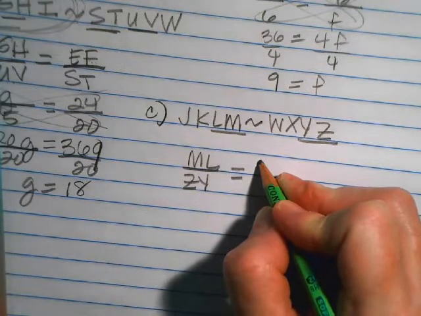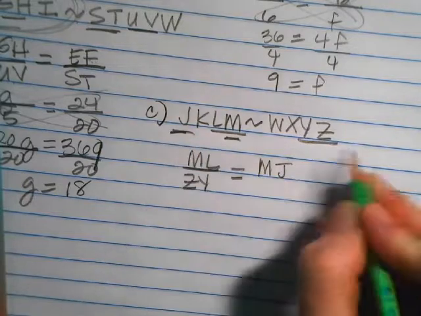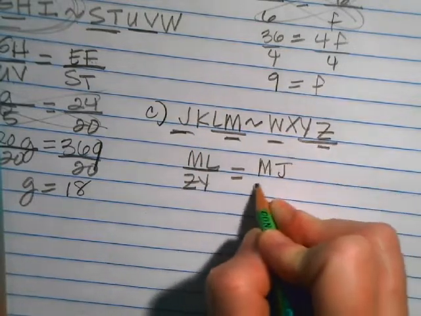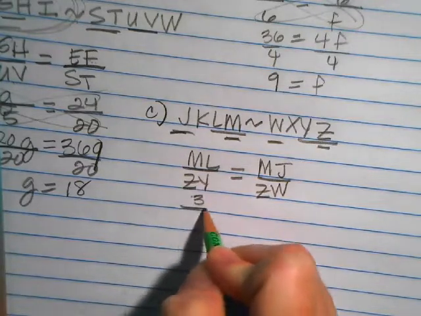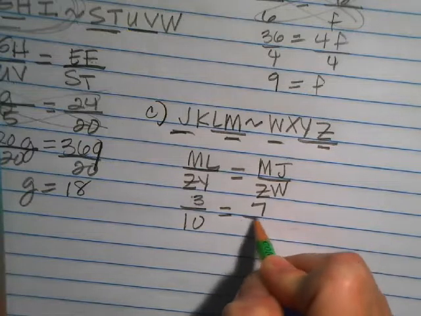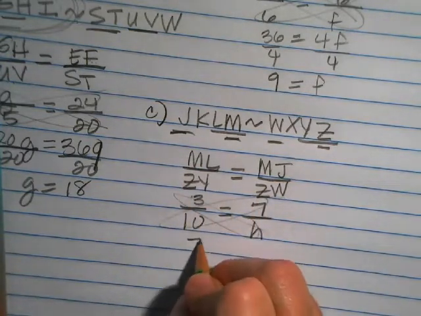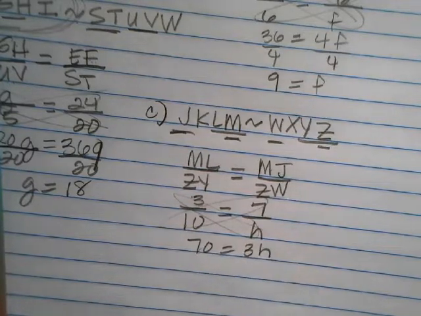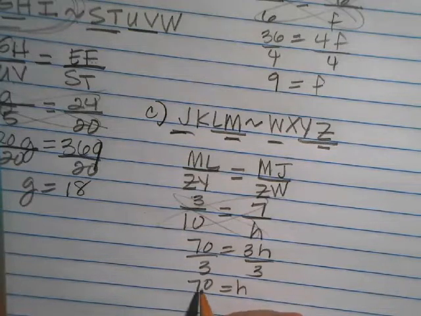Let's see, what's next? MJ, last letter, first letter, is going to correspond to ZW. So that gives me 3 over 10 equals 7 over H. If I cross multiply, I get 70 equals 3H. Divide by 3, I get H equals 70 over 3, and let's just leave it like that.